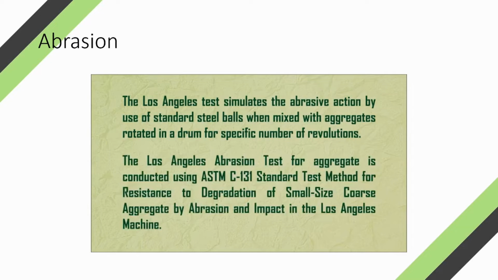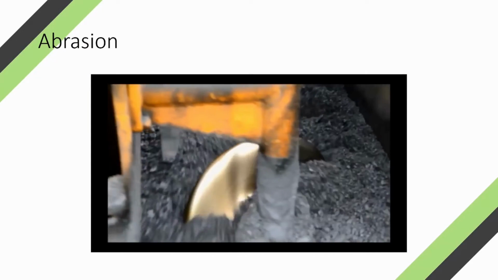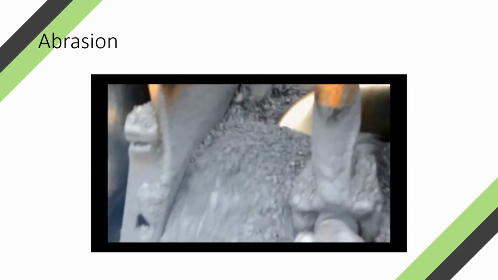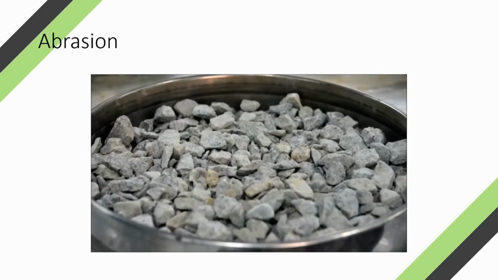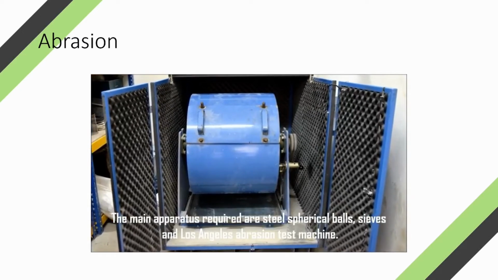The Los Angeles abrasion test for aggregate is conducted using ASTM C131, standard test method for resistance to degradation of small-size coarse aggregate by abrasion and impact in the Los Angeles machine. Objective: to determine the hardness of aggregate used in highway pavement, and to evaluate the resistance of coarse aggregate against abrasion and mechanical degradation during handling, construction and use. The main apparatus required are steel spherical balls, sieves, and Los Angeles abrasion test machine.